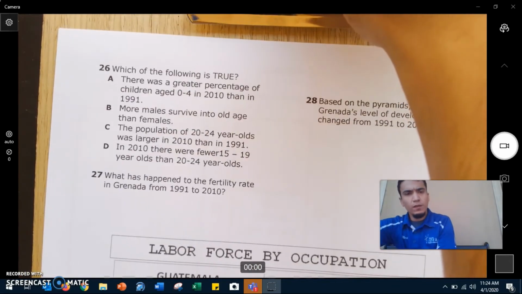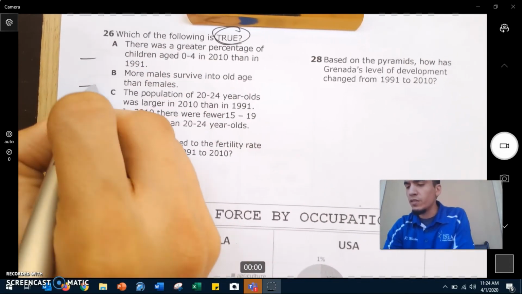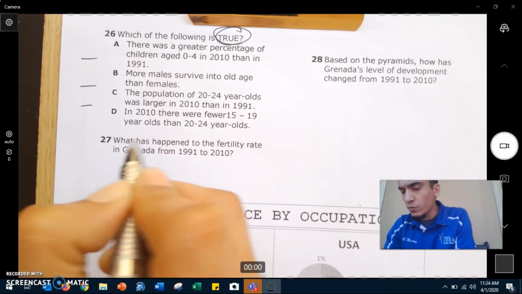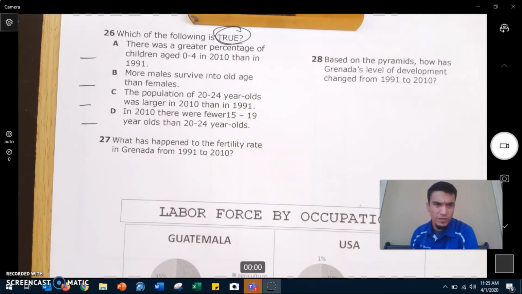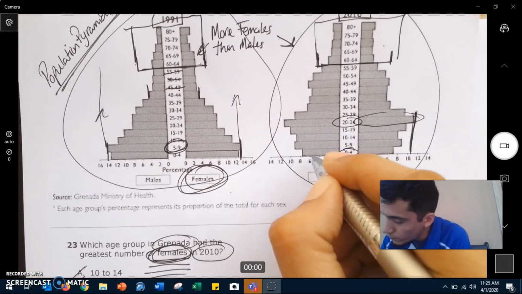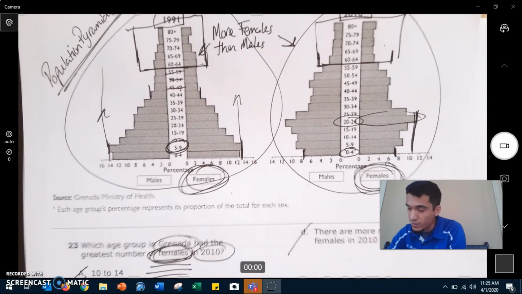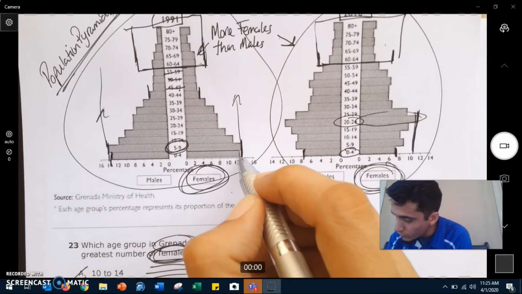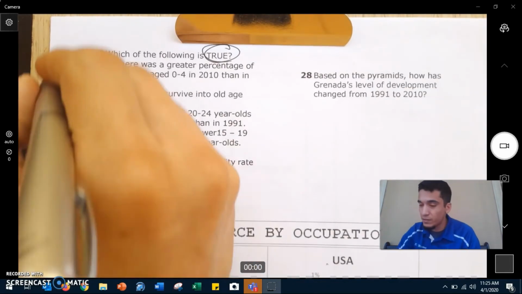Question 26 is asking which of the following is true. So here we should be practicing the true and false method. I taught you this when we were back in actual physical school. And so for each one, you should put T or F for the answer choices. So, there was a greater percentage of children age 0 to 4 in 2010 than in 1991. So going back, 0 to 4 is about 7%. In 2010, 0 to 4, no, it was 13 and 12%. So no, that is actually incorrect. Answer choice is false, right?